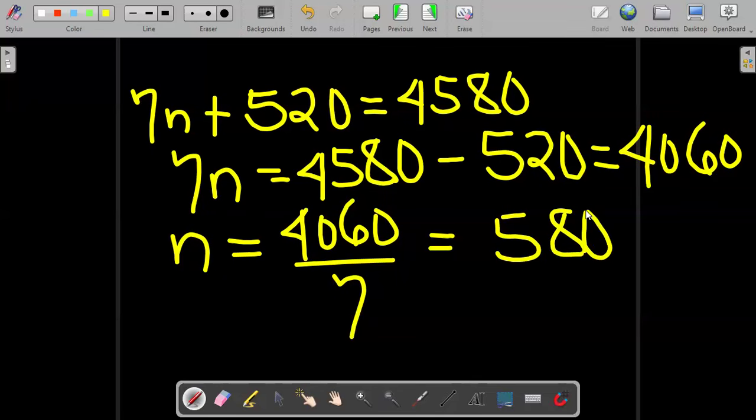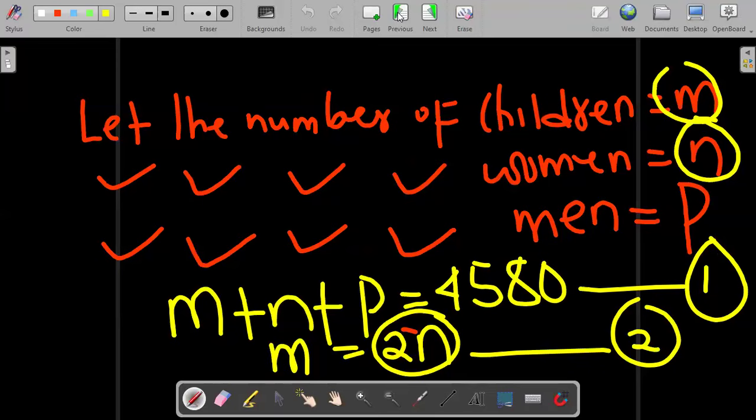580. And who is n? I have n as 580, but who is n? Who do we call n? It is women. So the number of women in the football match is 580. Don't forget, our interest is the number of men, which is P.